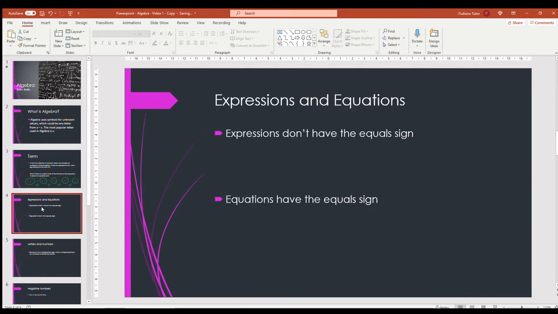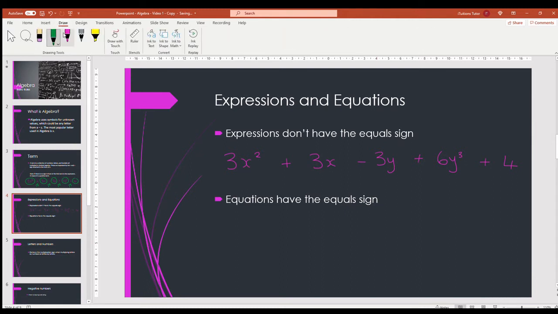It's important that you remember the difference between expressions and equations. Expressions don't have the equal sign, like the example that we just looked at. This is made up of several terms and it's separated by the plus and the minus sign, but it doesn't have an equal sign. However, an equation does have an equal sign, and the value on each side of the equal sign is the same.